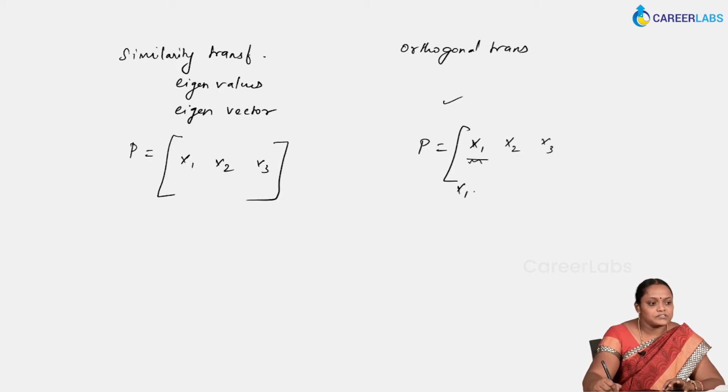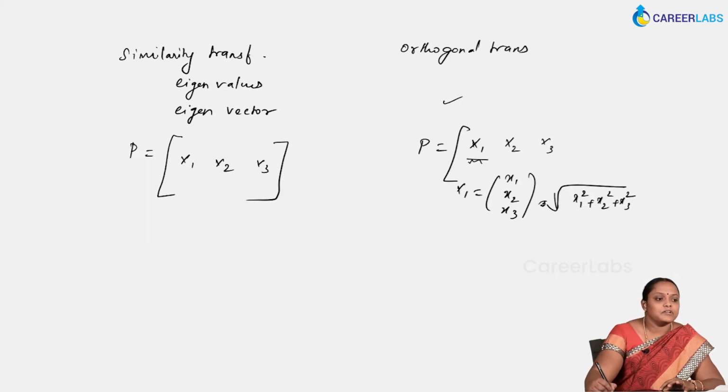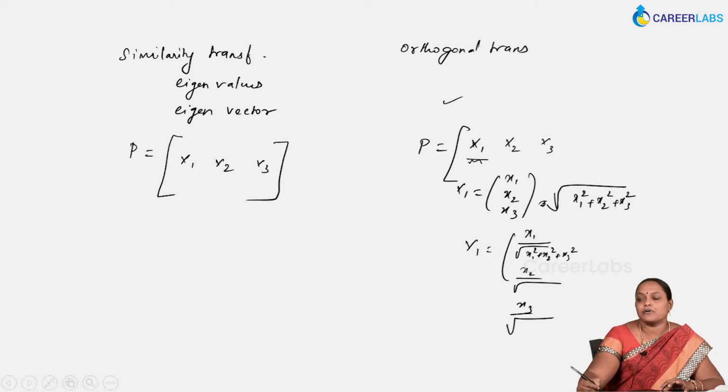For example, x1 is equal to x1, x2 and x3. The magnitude will be given by the square root of x1 square plus x2 square plus x3 square. So each and every element of x1 will be divided by the square root of x1 square plus x2 square plus x3 square. Similarly, x2 by the square root of those things, and x3 by the square root of all those things. So this will give you the normalized model matrix. This is the main difference.